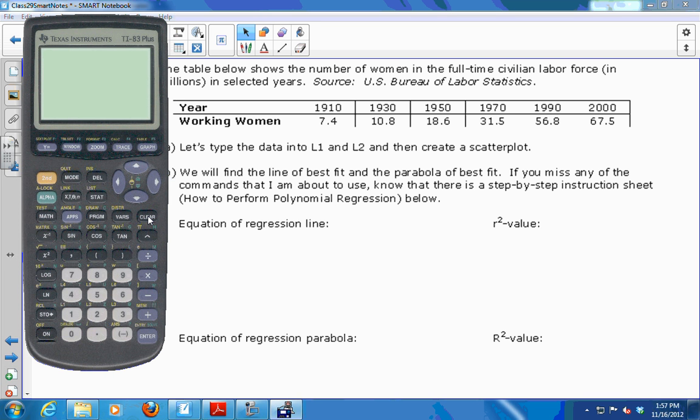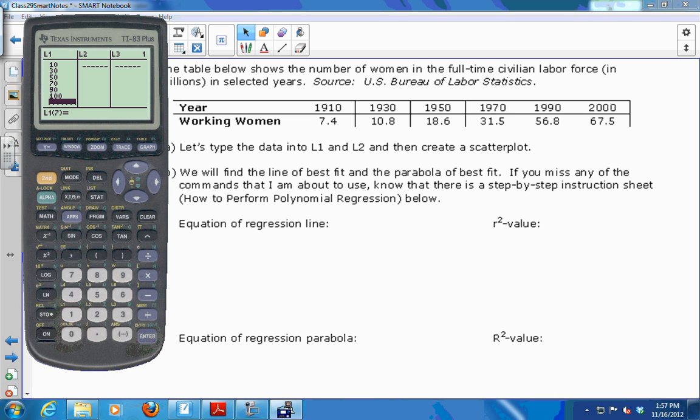Okay, so to enter data, I'm going to remind you how to do it. You press the Stat button and you choose option 1, which is Edit. If there's anything in there, you can clear it by highlighting the name of the list and pressing Clear. Okay. So then I'm going to enter the data, and I'm going to use 1900 as year 0. So this is going to be year 10 and year 30 and year 50. So 10, 30, 50, 70, 90, and 100.